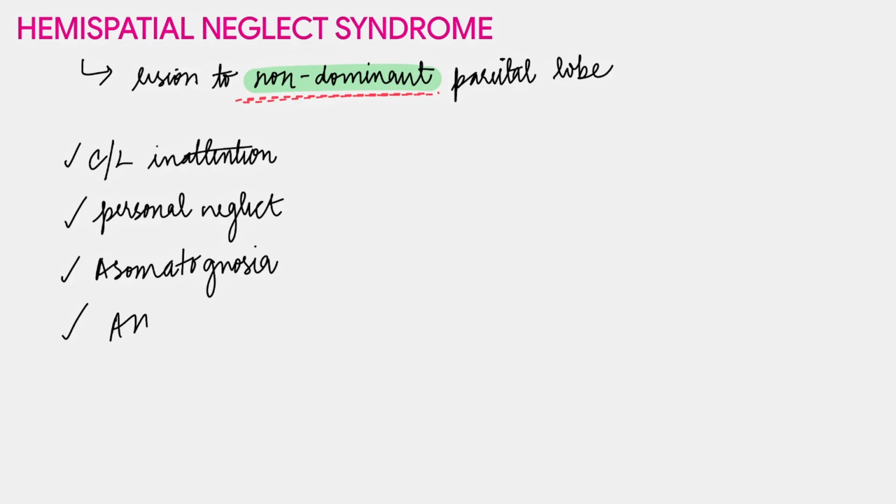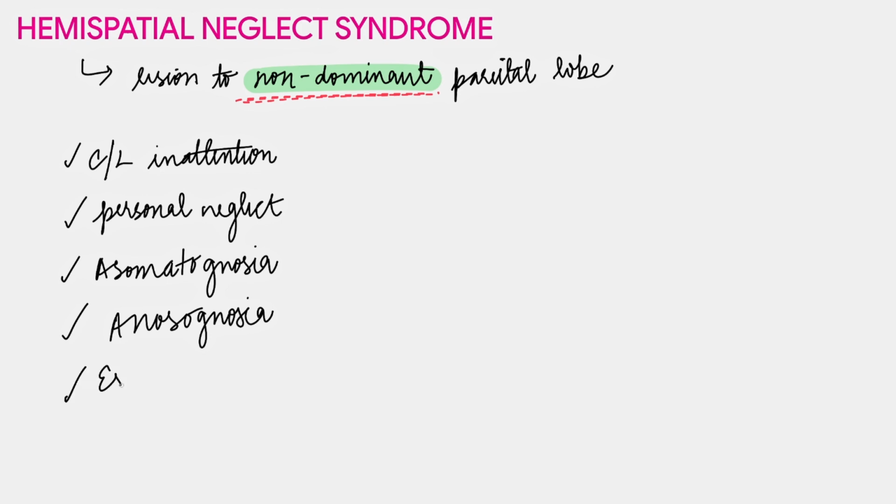Then there'll be anosognosia. All these sound like tongue twisters. In anosognosia, the patient just cannot understand the deficit he's having. He's just neglecting the problem he's having. So he very obviously has a defect, but the patient will just say that he's fine.